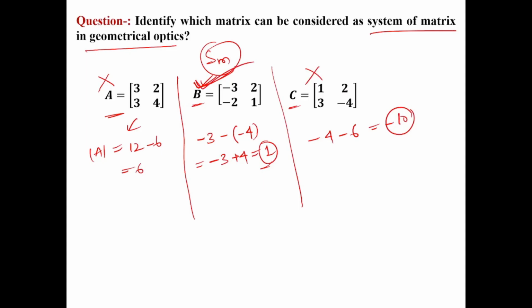In mathematics, suppose you find any 2 cross 2 matrix whose determinant is 1. That means that matrix can be used as a system matrix in your geometrical optics. In physics, this B matrix means it is a system matrix of an optical system. Okay, so here I am going to stop this class.